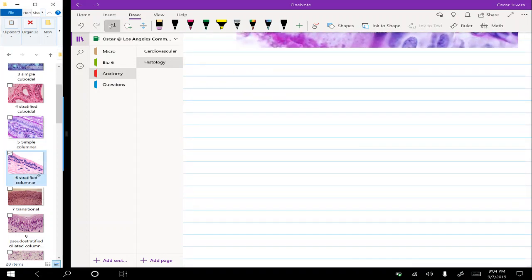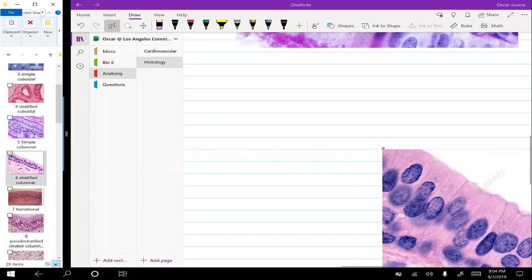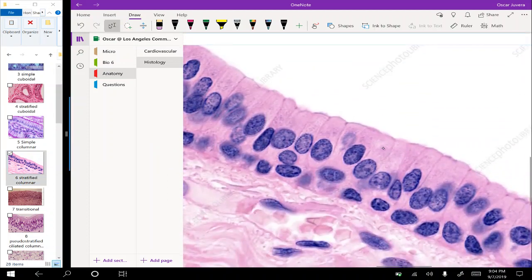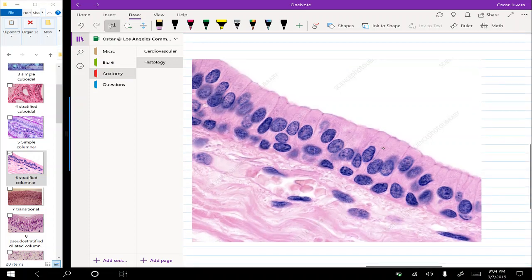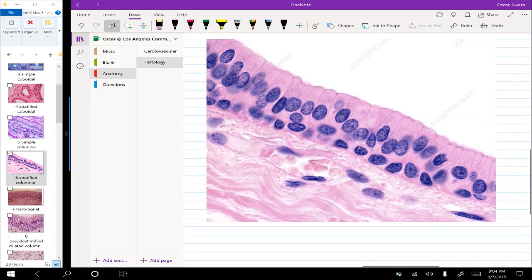So if I move over to stratified columnar, let's take a look. Again, you got those elongated cells that are right next to another. But in this case, you have two sets of rows. You have the bottom row and then you have the top row. Now these are very rare, but again, they're found in the intestines, so that's another one.